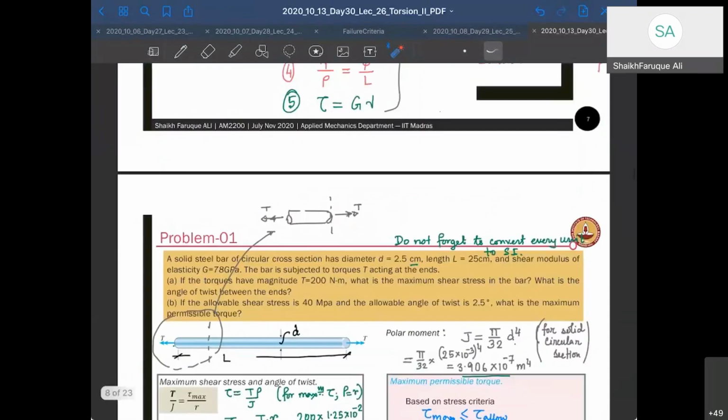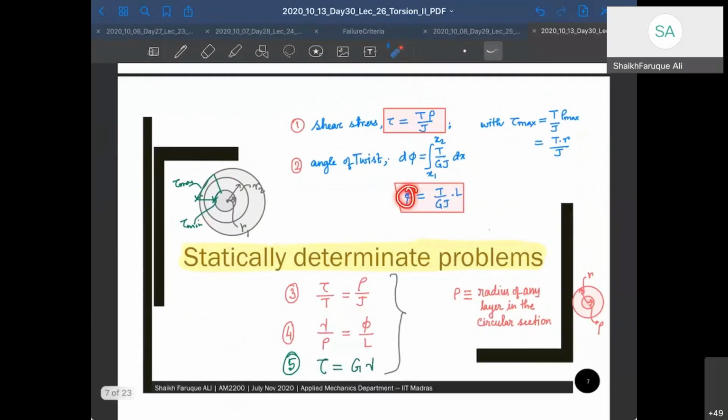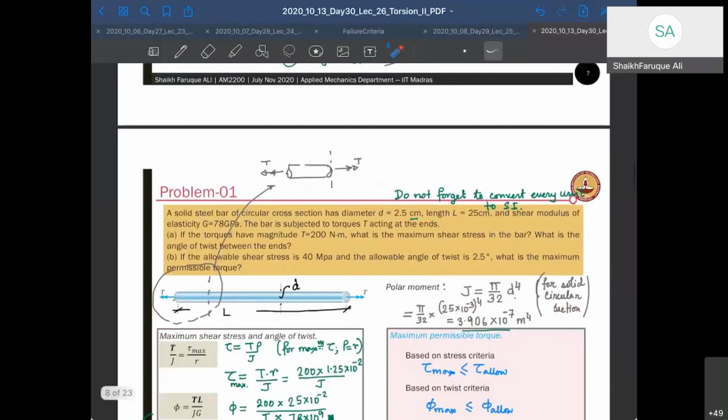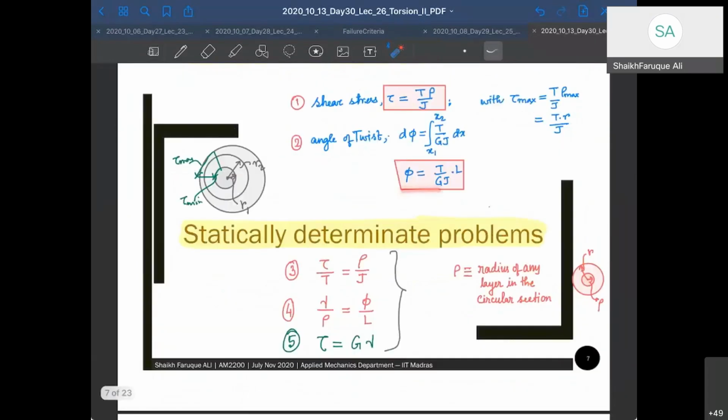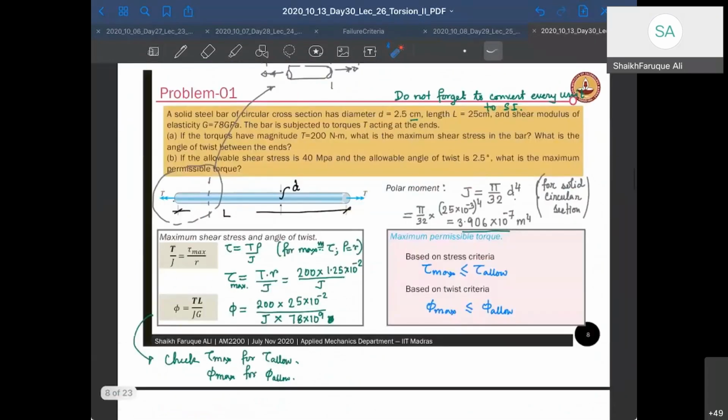Now what about phi? I can use this formula only when there is only one torque applying, there is no change in cross section, and G is the same. All of these are applicable here. This is a single material body, so G is the same. There is no cross-sectional change anywhere, so J is the same, and only one torque T is applying here. So I can use the formula phi equals TL by GJ, with T, L, and GJ put in.